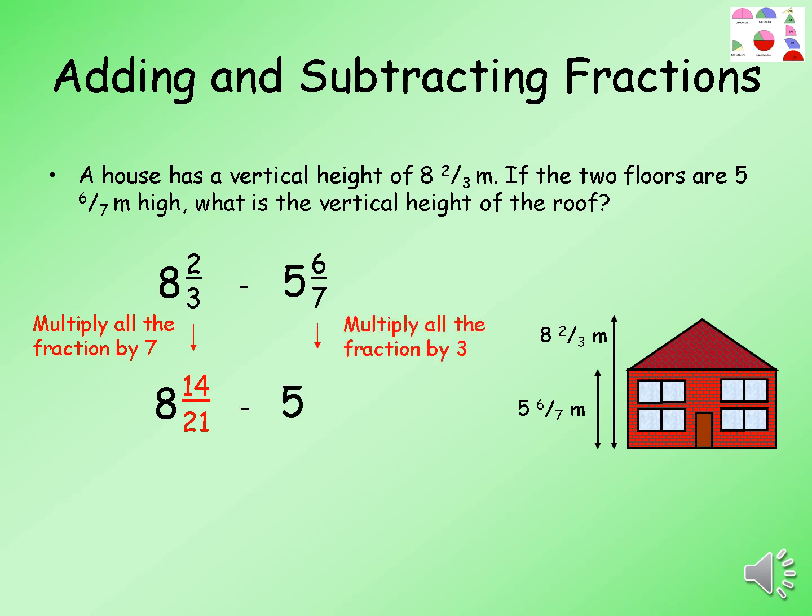And on the other side, the 7 was multiplied by 3 to get 21, so we must multiply the 6 by 3, and we now have 18 over 21. So the easy bit, 8 take away 5 is 3, and then the slightly complicated bit, 14 take away 18 is minus 4 over 21. So we must take that 4 away from 21, and of course take 1 from the other number as well, and that gives us 2 and 17 21s.